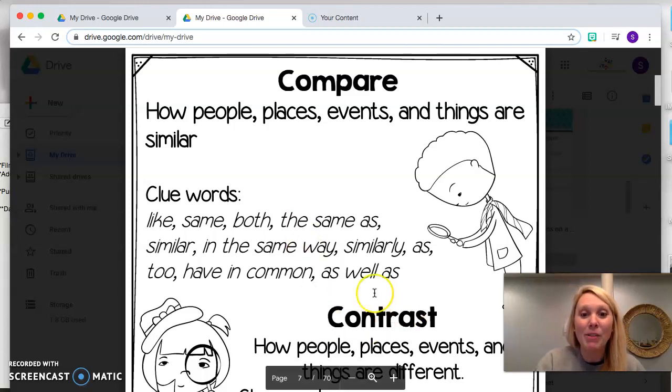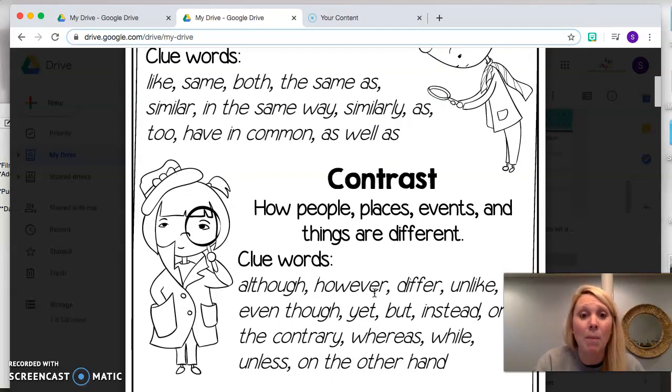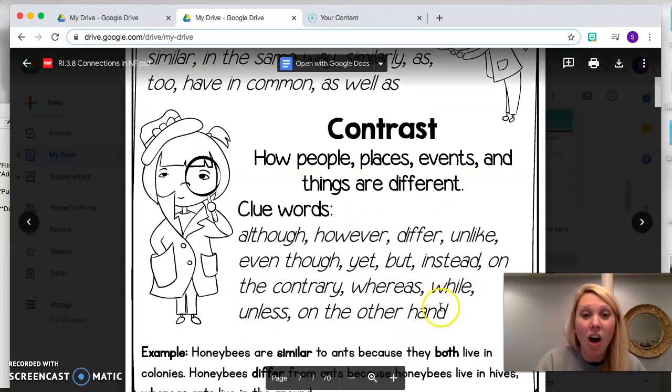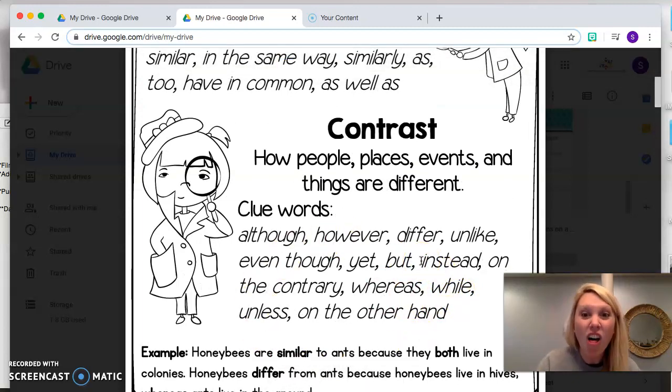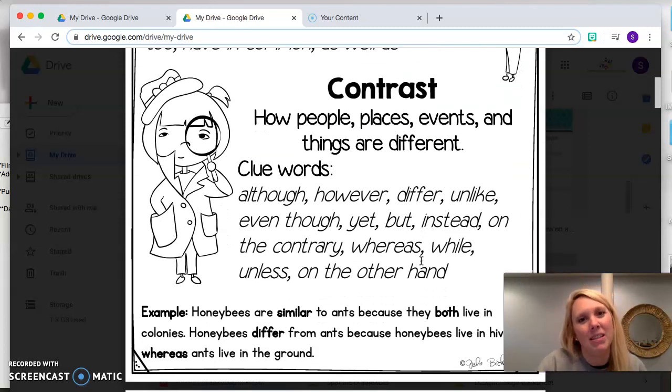Down below, we're going to be talking about contrasting, and that's just basically how the author is going to tell you about how people, places, events, or things are different. Some of the clue words down here, like the words although, differ, kind of sounds like difference, but, whereas, on the other hand. So let's look at the example below about honeybees.